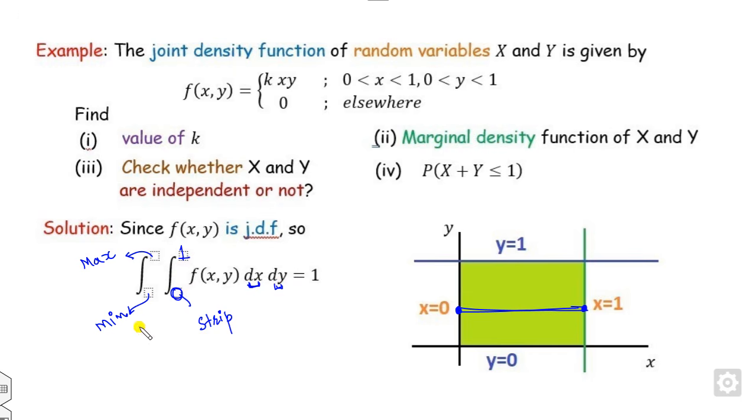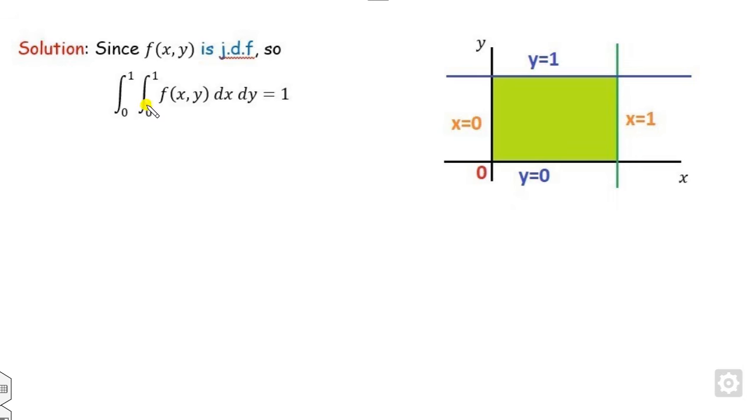So in this figure, what is the minimum value of y? This is the minimum value of y, 0. What is the maximum value of y here? 1. So the limits are here. Once you substitute the value of f(x,y), that is kxy, you can integrate it this way: firstly with respect to x, taking ky as constant, then x square by 2 and so on, but there is no problem.